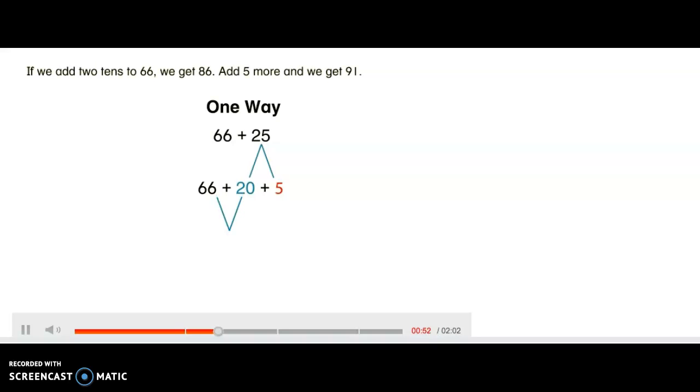If we add two tens to 66, we get 86. Add 5 more and we get 91.